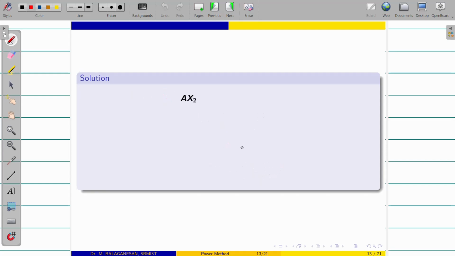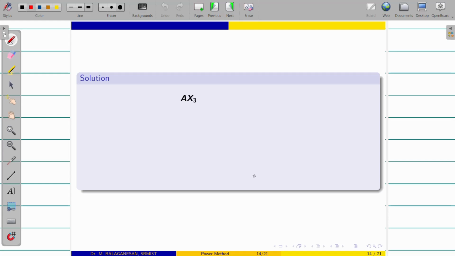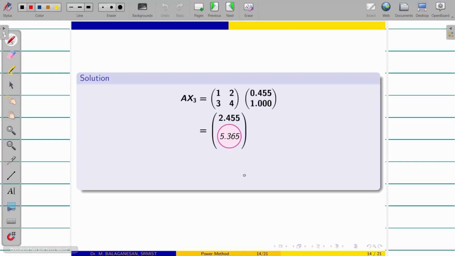Multiply A into x2 now. A into x2, again 5.5 is the numerically largest one. Take that as common. This is my new eigenvector x3. Now A into x3: multiply matrix A and x3 as a column vector. Multiply both and I will get this. This is my x4 now. 5.365, not repeating. So for x4 I have to do it again. 5.371, not repeating here. 5.371. This is my new eigenvector.